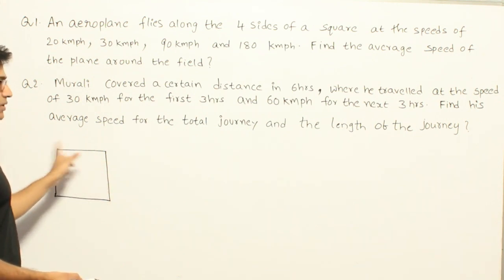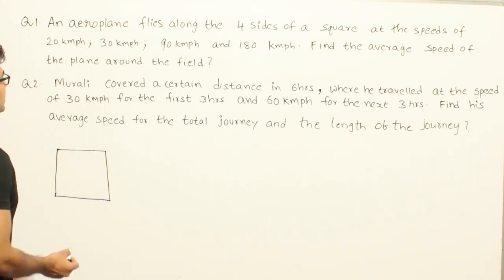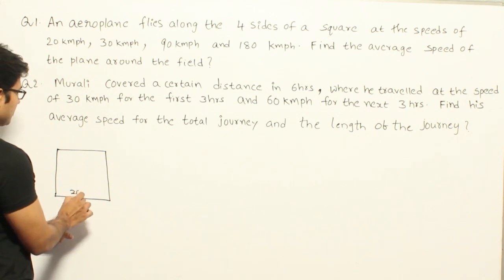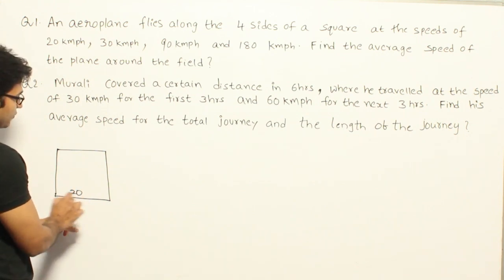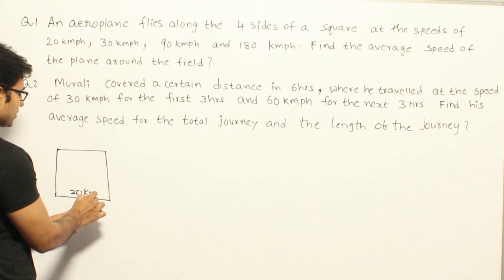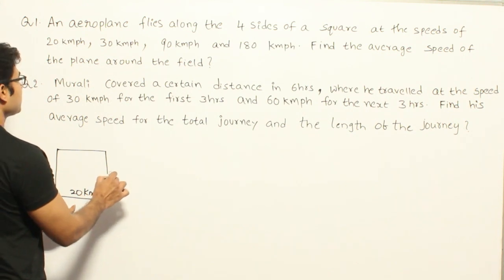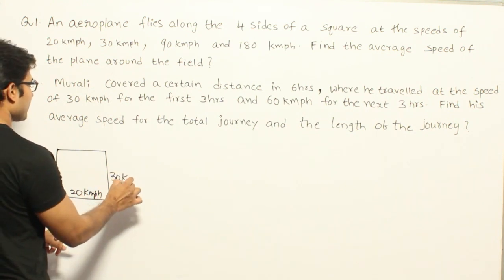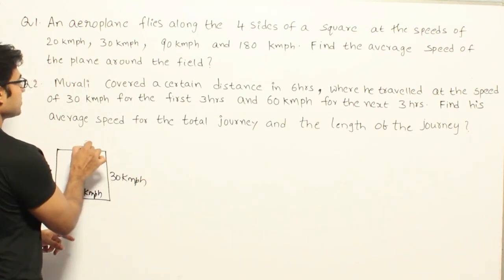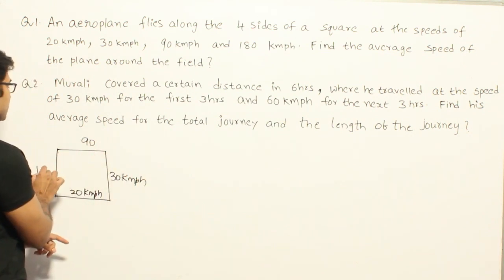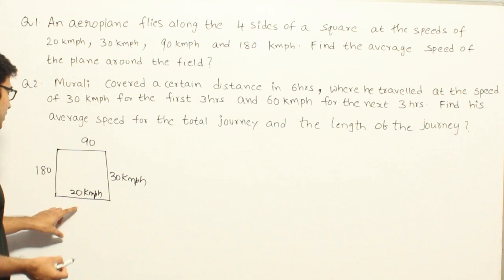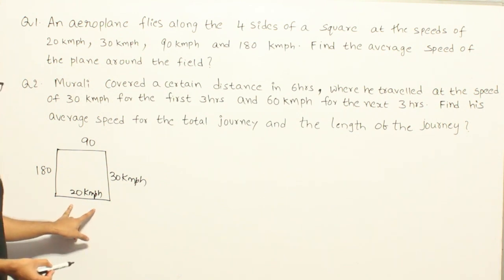So as if it is covering the sides of the square, and it is being said that across one side the speed is 20 km per hour, and across the other side the speed is 30 km per hour, and across the other side the speed is 90, and across the other side the speed is 180. This is given. Now they are asking us the average speed.